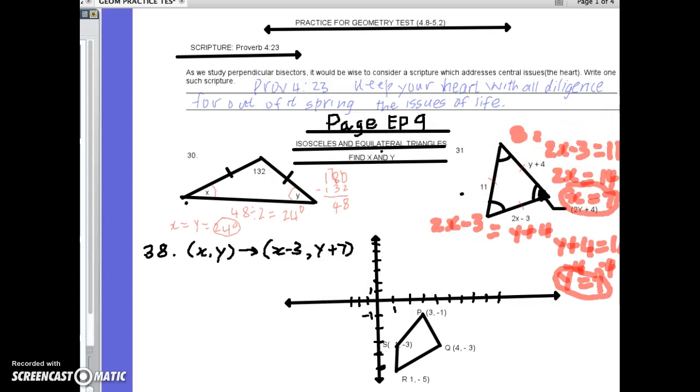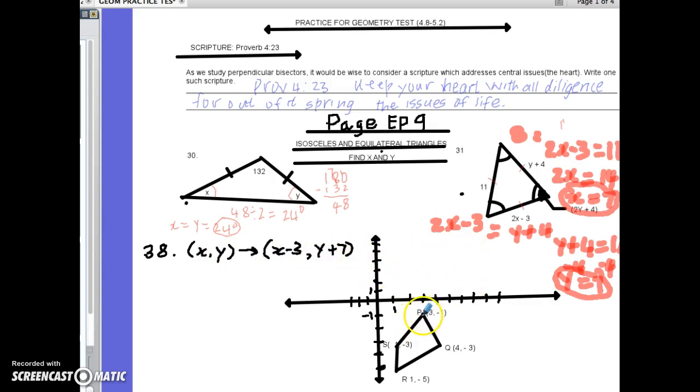Okay, so the next item we have here will be a little bit more involved. And that will be number 38, where we are doing a transformation from an object at x comma y to an image which is at x minus 3, y plus 7. You see, how do you do that? Well, what this means is that every x value here will be going backwards by 3, and every y value from the object will be going up by 7.